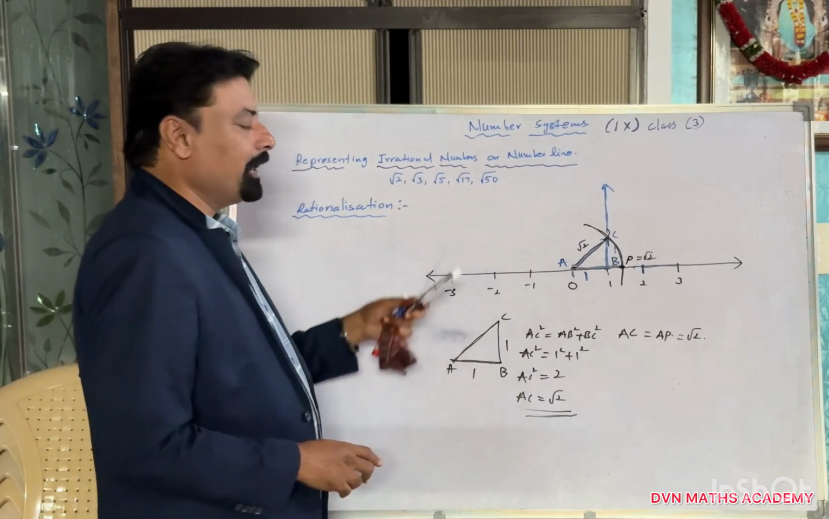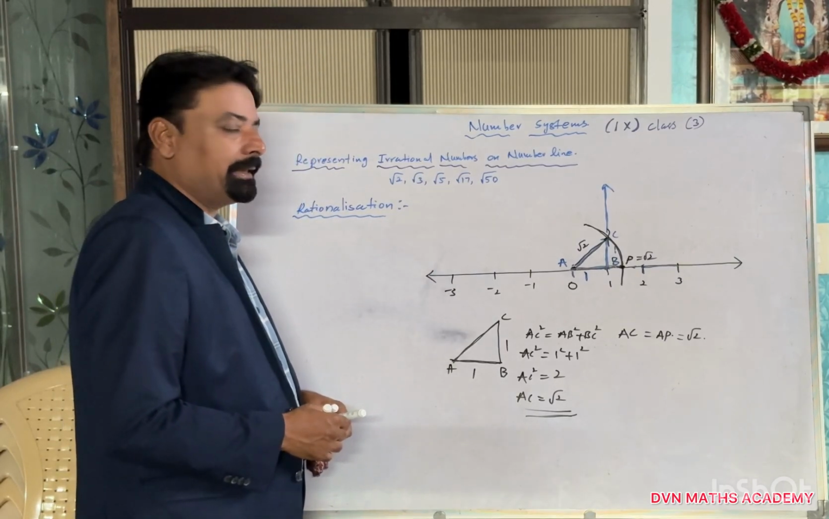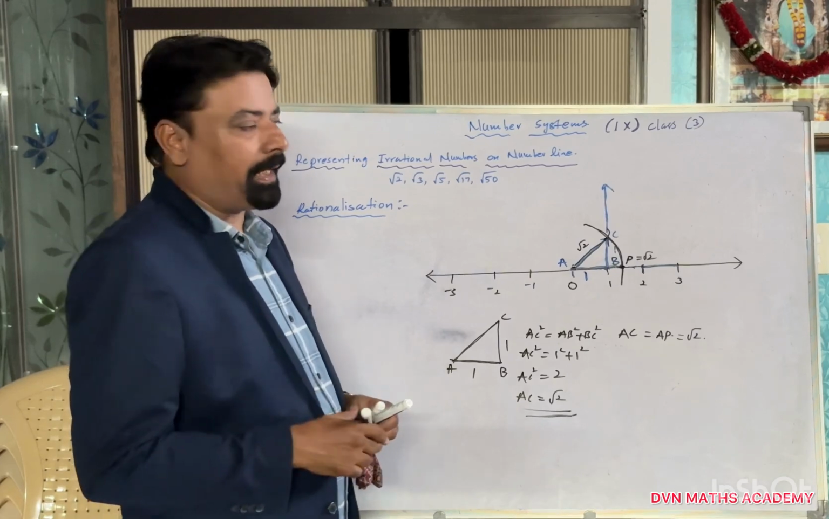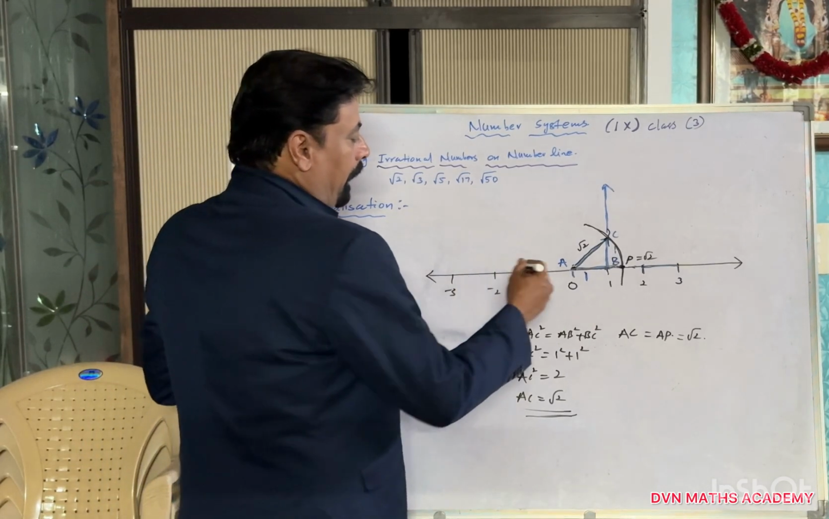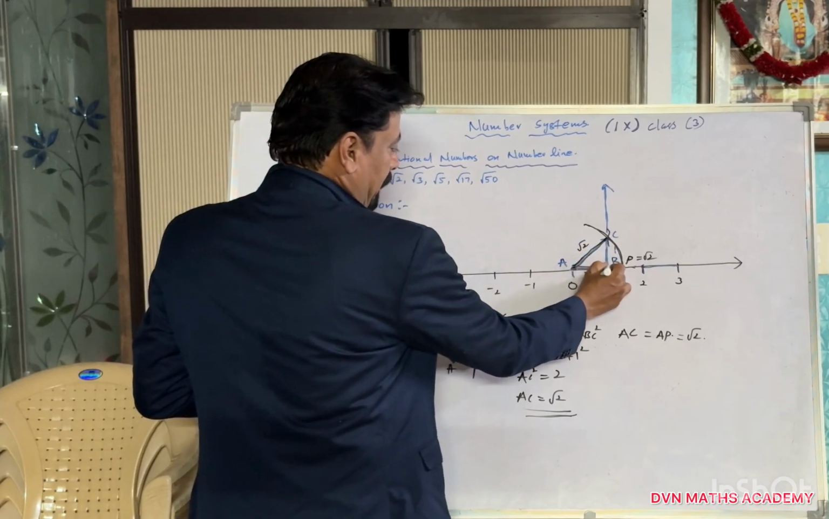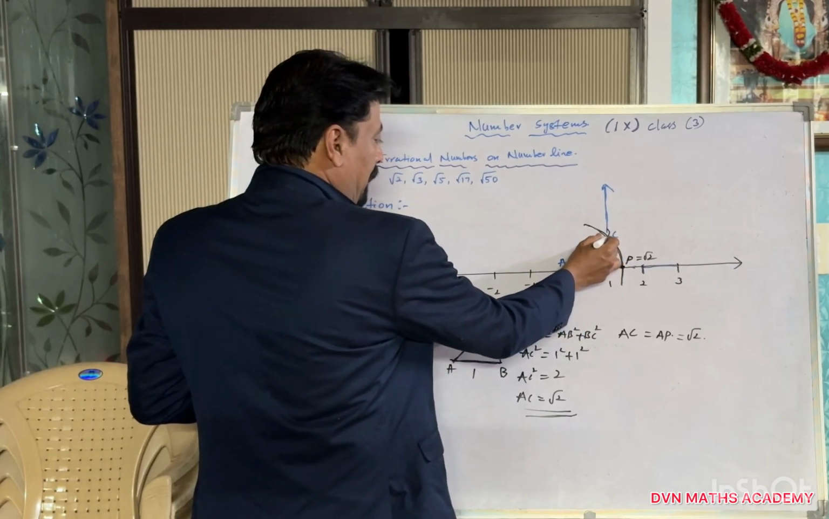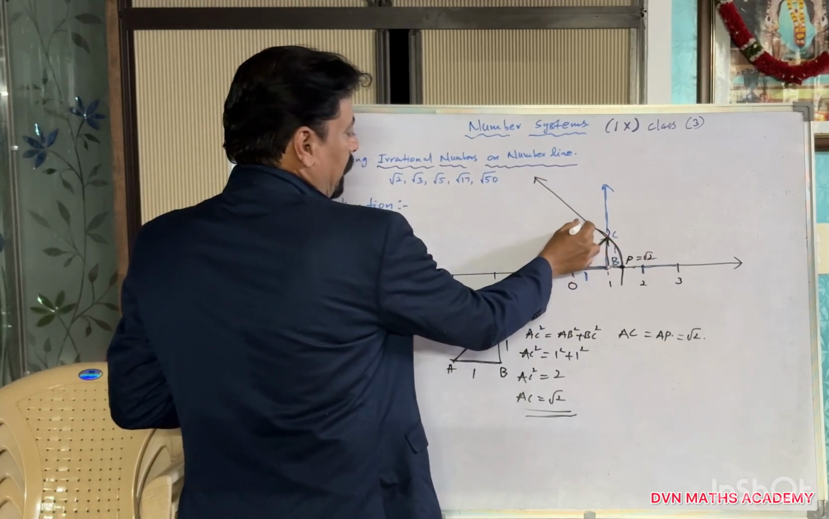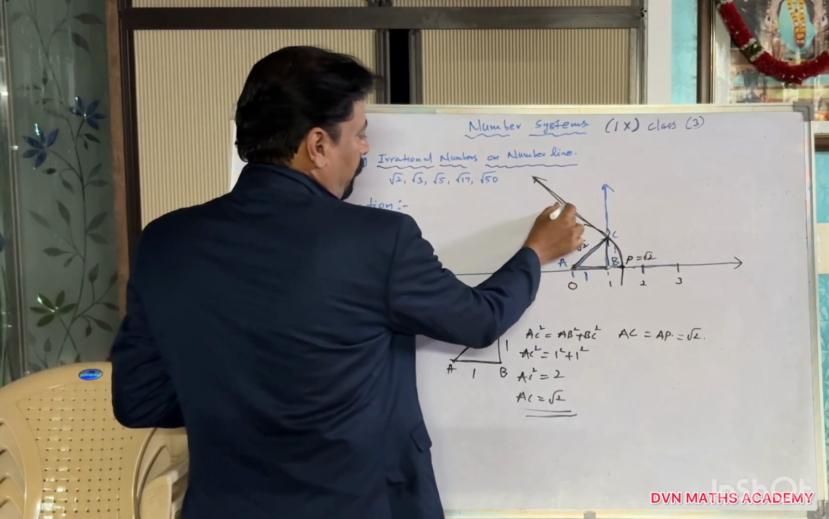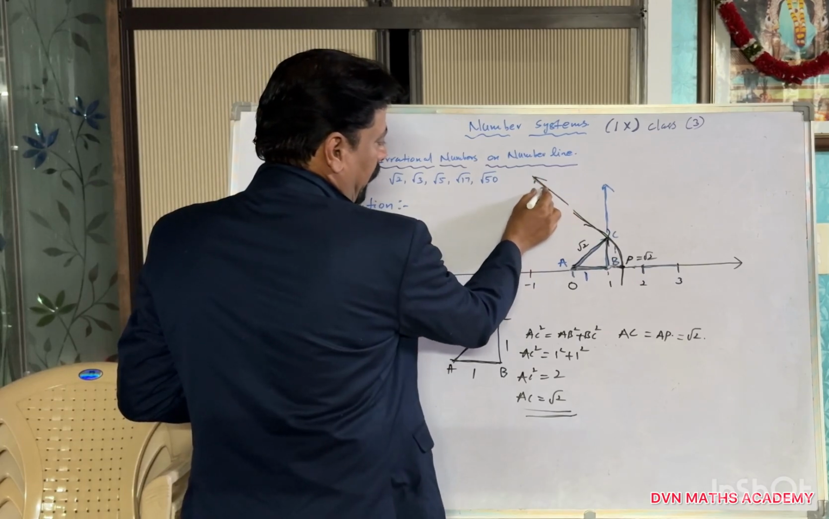Next, if you see root 3, if I want to represent root 3 on the number line, what I'm doing, if you observe carefully, I already told you this is a right angle triangle, and at C you now draw another perpendicular line. At point C, you draw another perpendicular line by using your protractor.